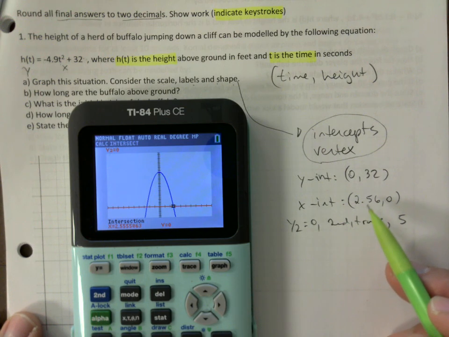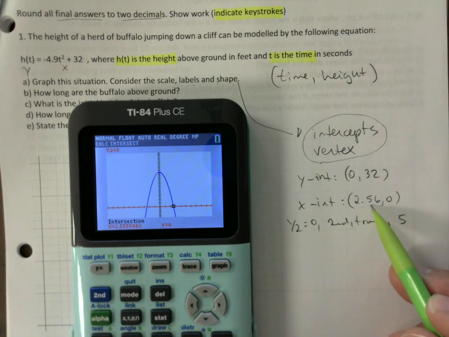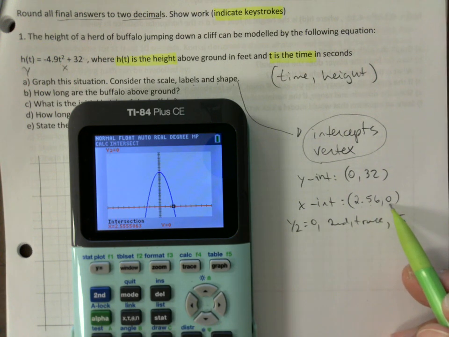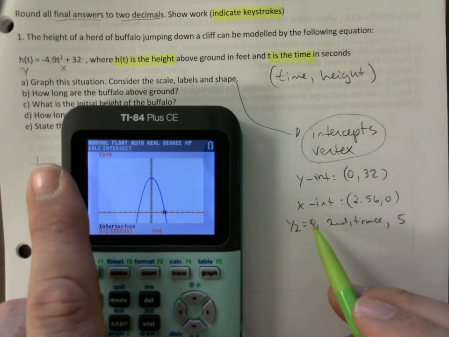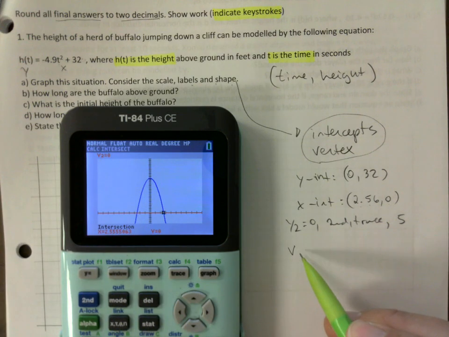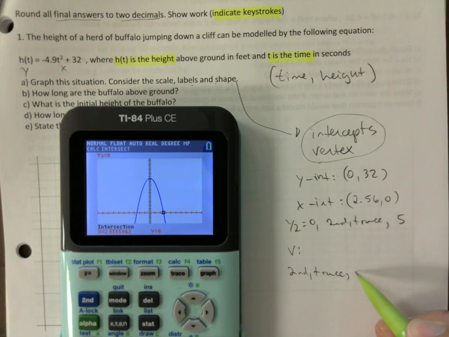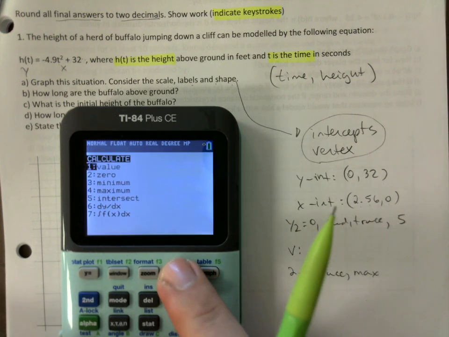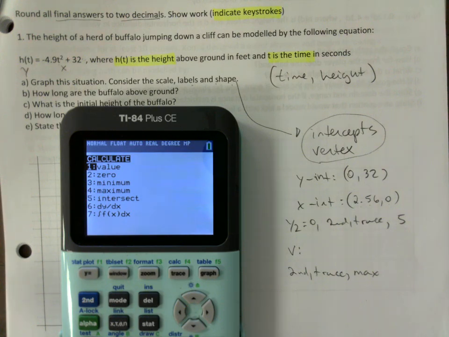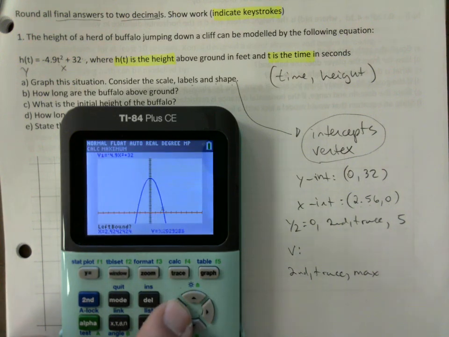The time, actually, we know that it's the time because there's this time, there's this height. Do we need anything else? Yes, vertex, remember? How do we find the vertex in this case? Second trace, min or max? It's a max, right? Vertex is the highest point. So second trace 4 for max. You got to go to the left.